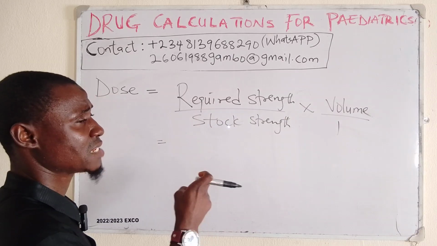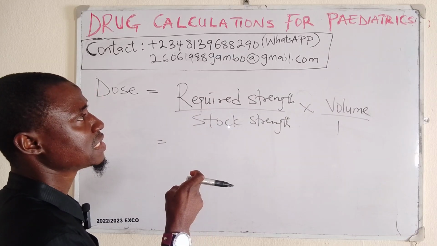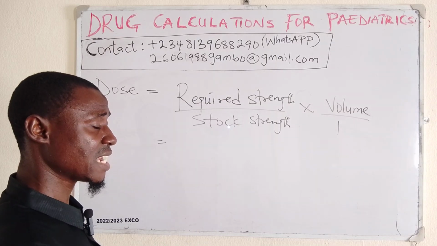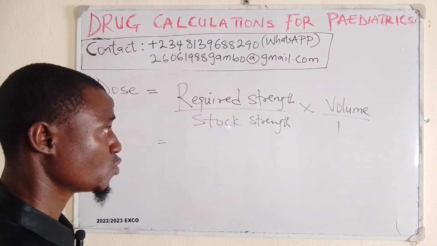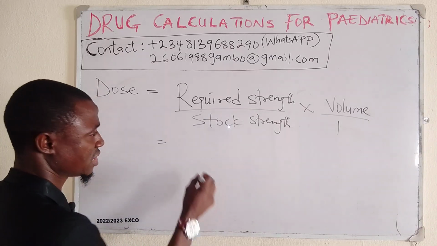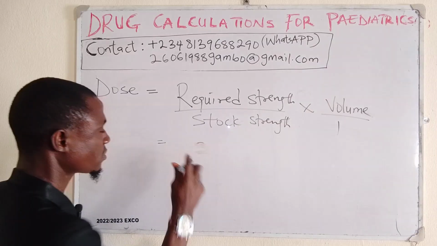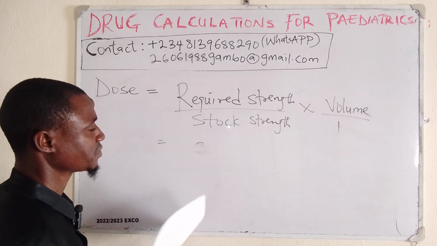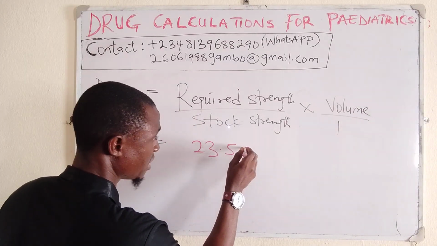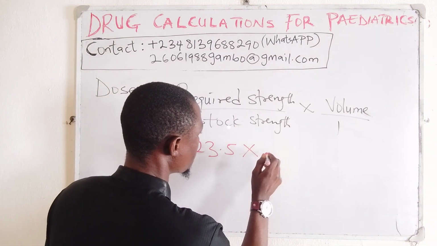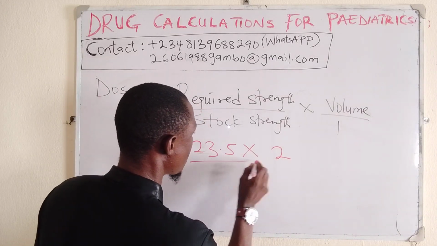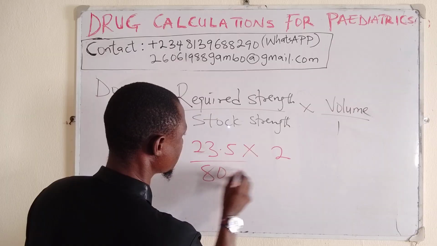That is what has been prescribed or what is required to be administered to that patient. For the pediatric patient, the child, we just calculated his body surface area and also dose. So now the required strength is the strength we just calculated. What is required to be administered to that child is 23.5 milligram multiplied by the volume. I will explain that. The volume here is 2 mils over stock strength, which is 80 over 1.